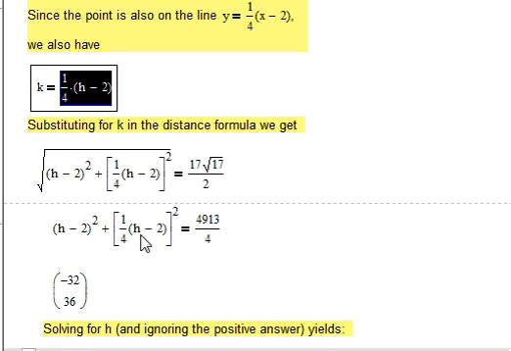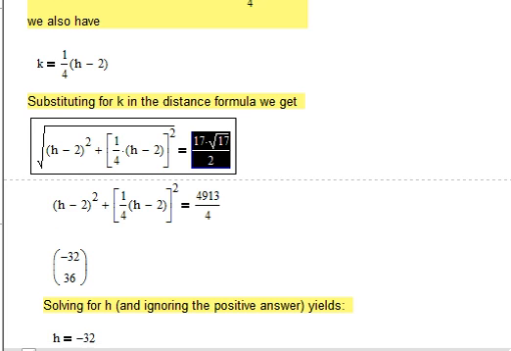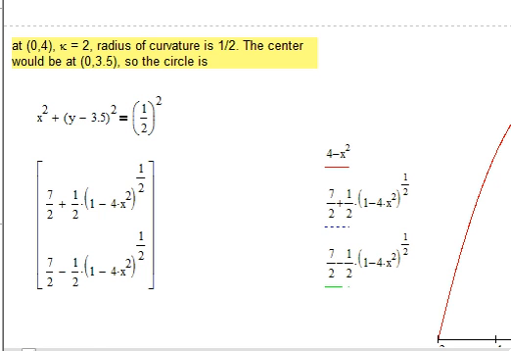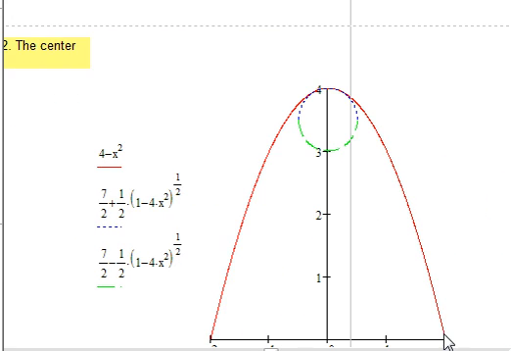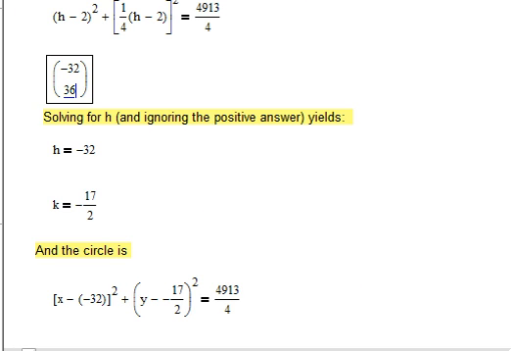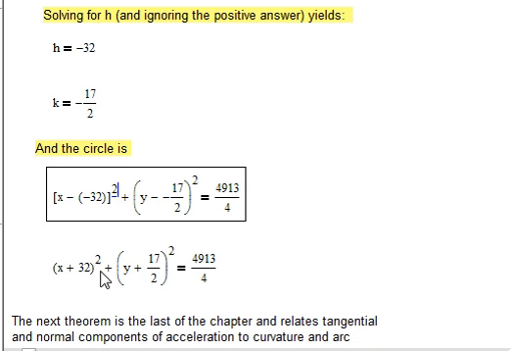(h minus 2) squared plus 1/4 of (h minus 2) squared equals, this is this number squared. That's, I guess it would be 17 cubed or something like that over 4. And solving this, I admit I used my software to solve it, and I got -32 and 36. So we would have to ignore the positive answer if you think about where the position of this circle would be on this parabola at the point (2, 0). When x is 2, y is 0, the circle would have a center down in this region somewhere. So we would ignore our positive answer and just go with a negative. H equals -32. So we get h equals -32 and k equals -17/2. So our circle would be (x minus -32) squared plus (y minus -17/2) squared equals 4,913/4, and there it is simplified.